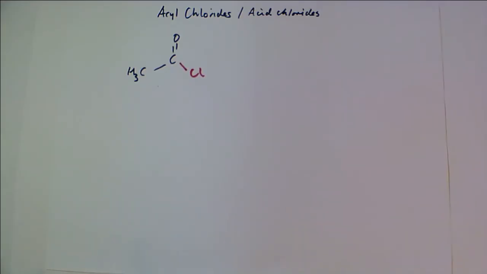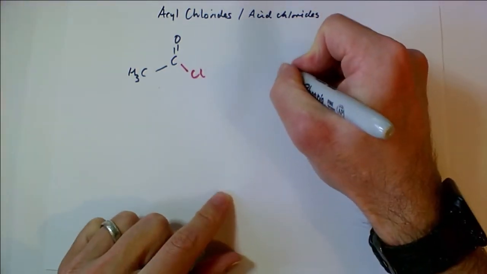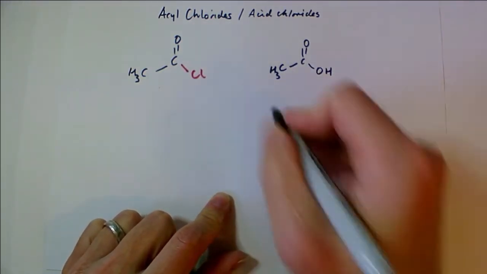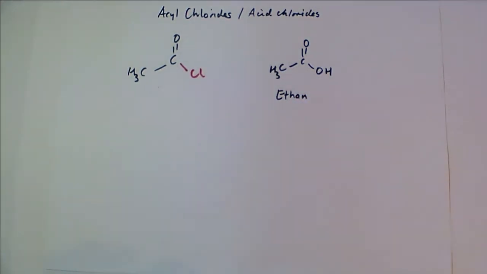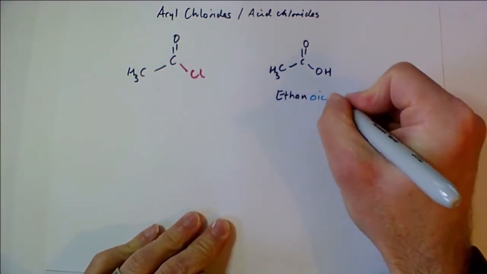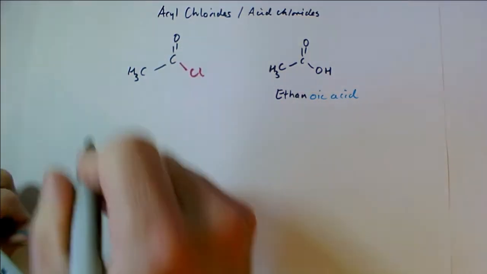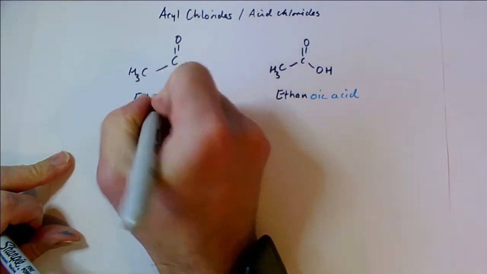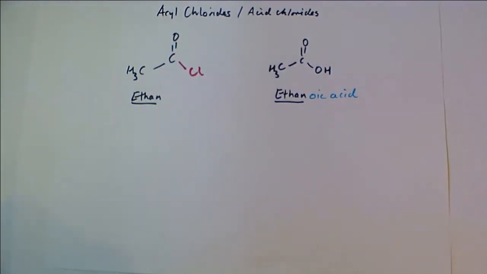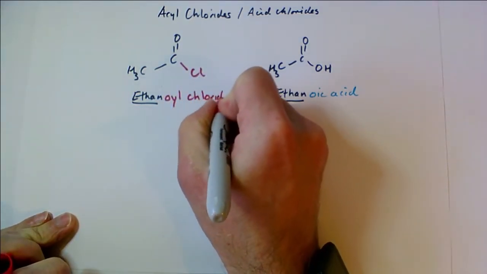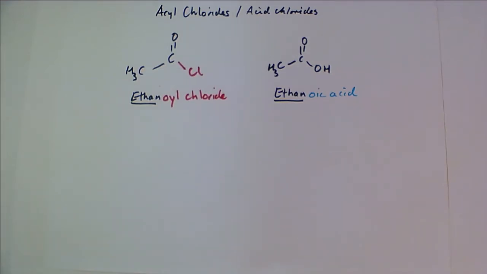So how do we name these? Well, they're very similar to carboxylic acids. So if I draw a carboxylic acid here, I've got 2 carbons in there, so this would be ethan, and because it's a carboxylic acid, I'm going to add oic acid at the end. For our acid chloride, acyl chloride, again it's got 2 carbons in it, so it's the same stem as the carboxylic acid, but this time we're going to finish it off with oyl chloride. So ethanoyl chloride. It's relatively straightforward. You just got to recognize the acid that it's derived from and swap out the oic acid for oyl chloride.